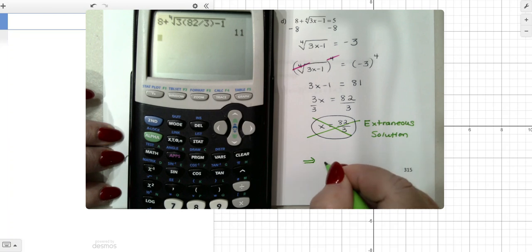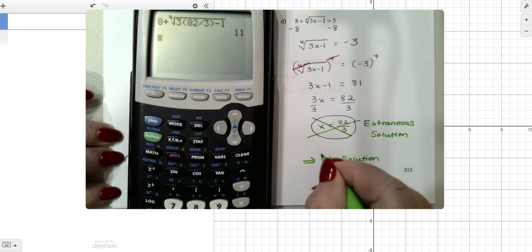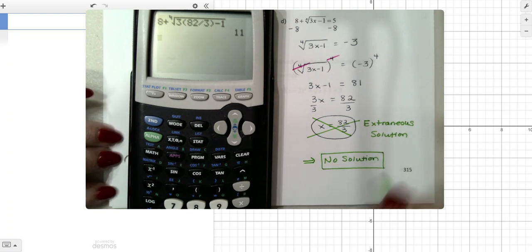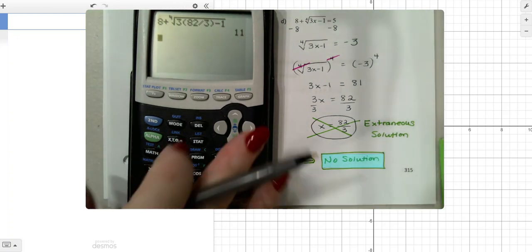And in fact, there is no solution to this equation. To be honest, I could have predicted that early on. Let me show you.